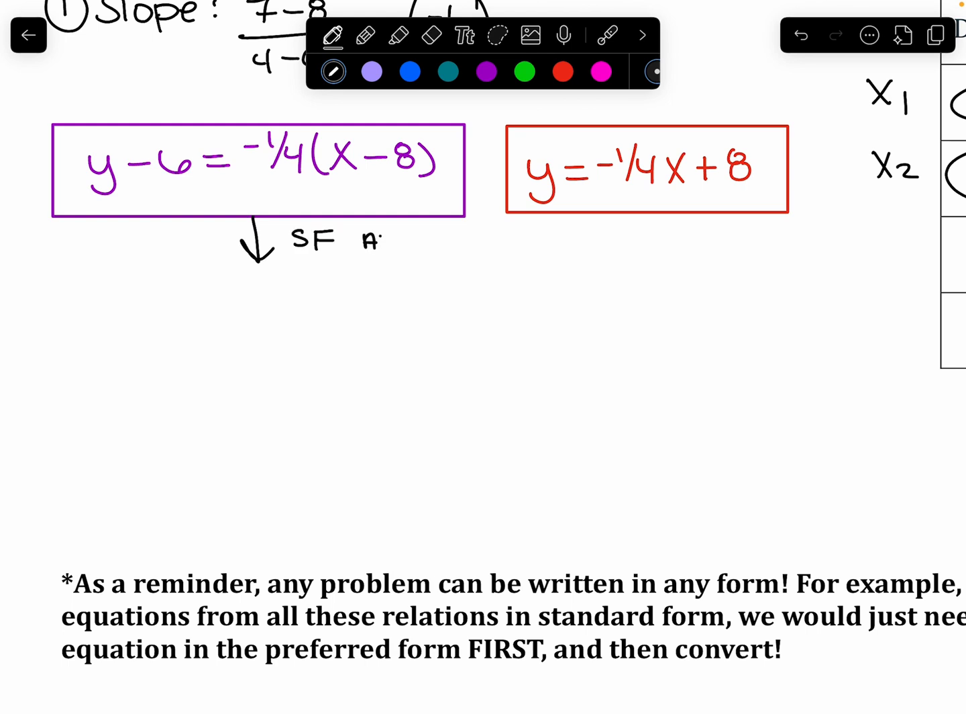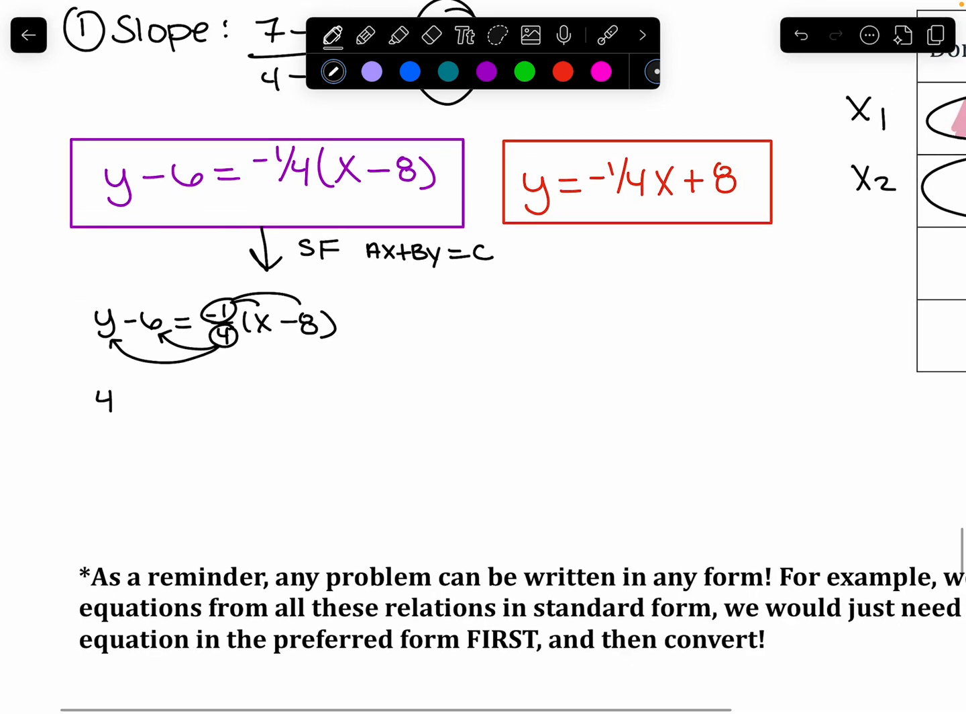So what I'm going to do is show you how to convert out of point slope into standard form. We've done this before, okay? But I'm going to convert this into standard form. Standard form is your ax plus by equals c, okay? So you have y minus 6 equals negative 1/4 x minus 8. I need to convert this into standard form. Your top number goes over here, and your lower number goes to the left. That's the rule. Your lower number goes to the left.